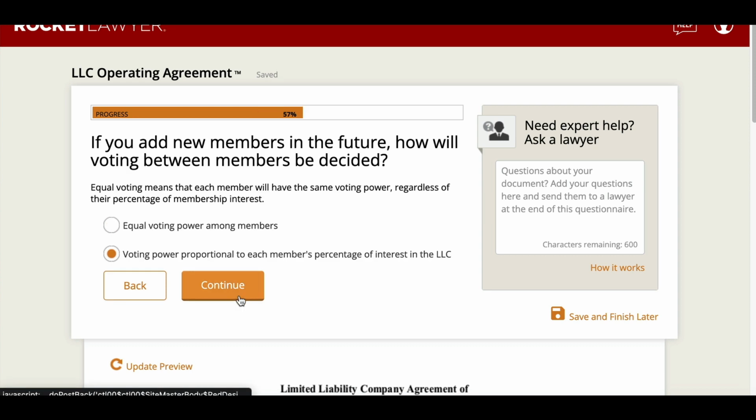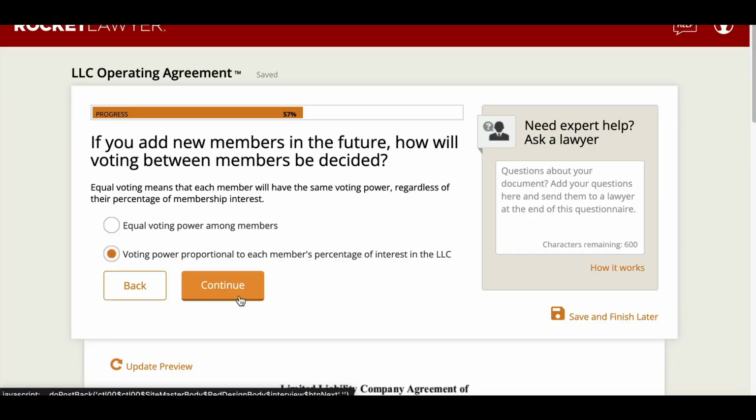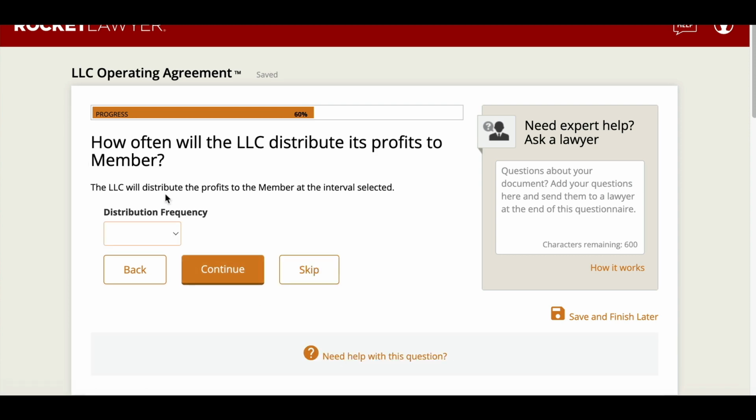It'll operate indefinitely. One thing is you can have an LLC that is formed just for one purpose, that has an end date. That could be if you're buying real estate and then you're going to be flipping it and selling it and you're going to put the real estate in just one LLC. It could be for a joint venture deal where you're forming the LLC just for this project. Most of the time, it's going to be indefinite. If you add new members in the future, how will voting be? We're going to say proportional to the percentage. That's usually what I do.